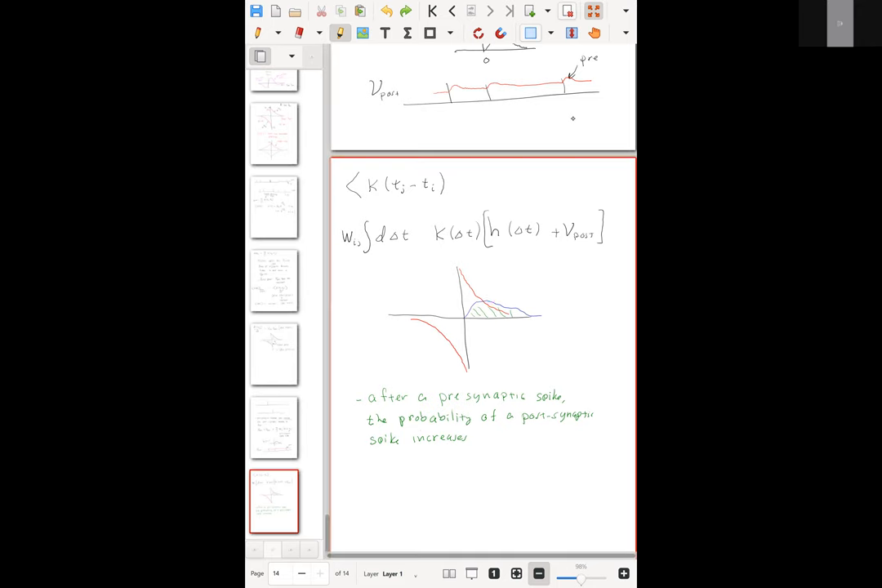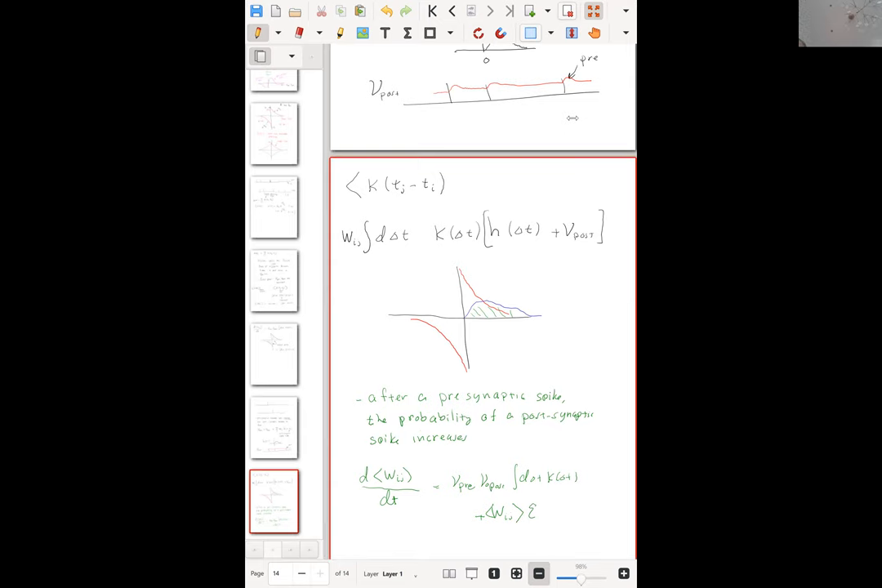Okay, and what that means is that the equation for the rate of change of the average weight, Wij, dt. So we have a usual term, nu pre, and then nu zero post times the integral d delta t K of delta t, and then plus some other term, average Wij, and then just some number we'll call epsilon.